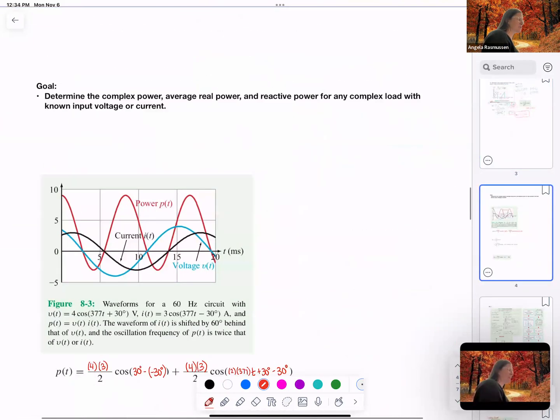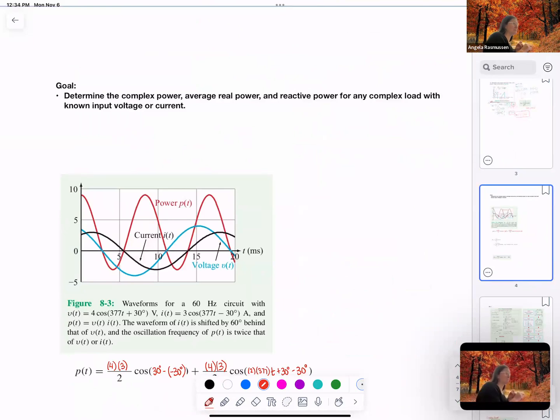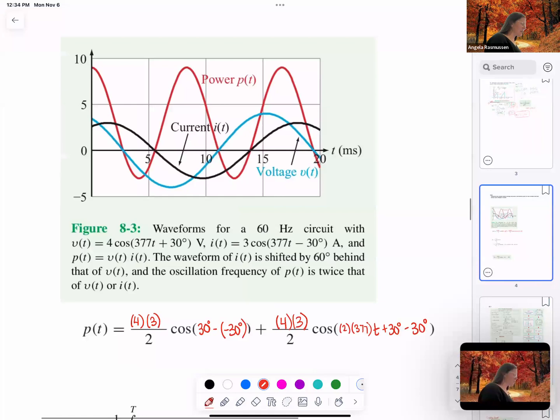Okay. So now that you understand those two terms, or at least understand them a little bit, and know that there are 2 equations you have to calculate them with, we're going to move to the complex power, average power, and reactive power when we have a complex load with an input voltage and or current. So looking at this, we have the voltage in the blue and the current in the black. And the power is actually in red.